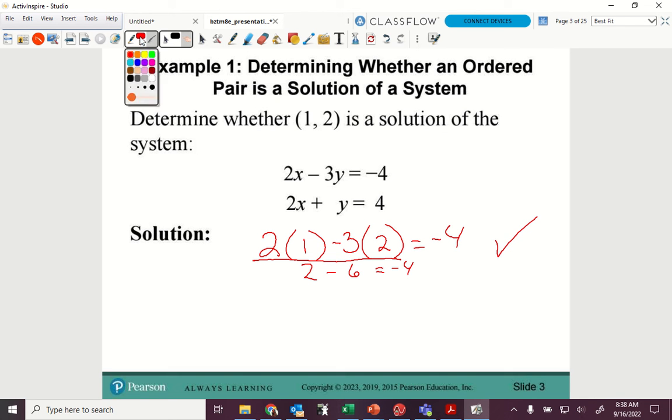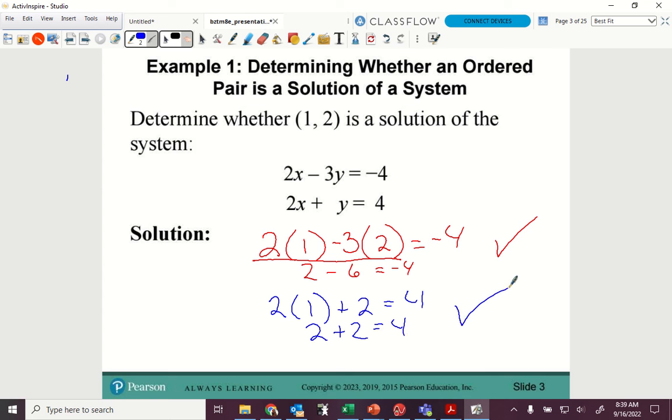Now let's do it again for the bottom one. I'm going to change colors because why not? So 2 times 1 plus 2, is that equal to positive 4? Let's see. I get 1 times 2 is 2, plus 2 equals positive 4. So is that true? Yes, it is. So is that a solution? Yes, it is a solution. It is a solution for both of them, and it makes both of them true.